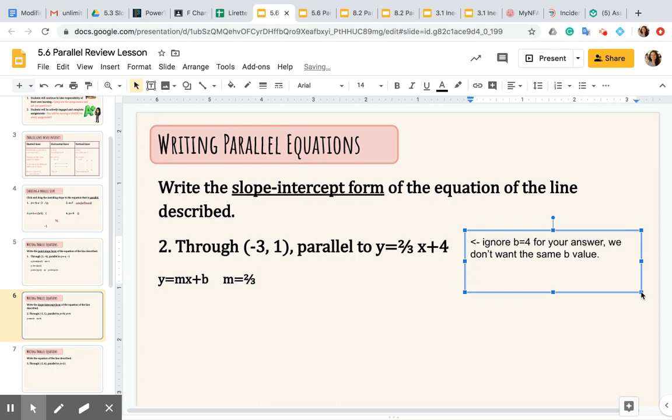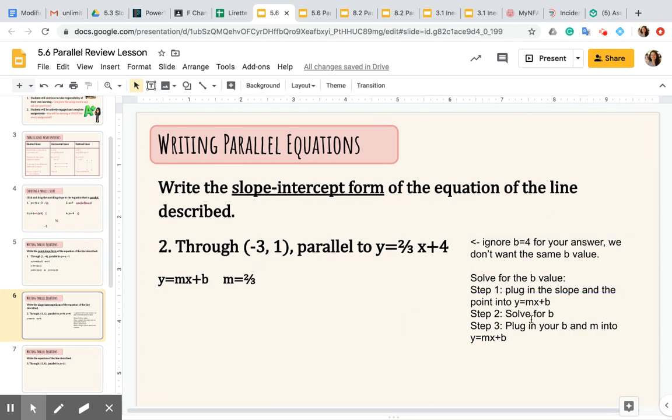Instead, what you're going to have to do is solve for the b value. And here's how you're going to do that. Step 1, you're going to plug in the slope and the point into y equals mx plus b. Step 2, solve for b. Step 3, plug in your b and m into y equals mx plus b. Okay, so there are some steps to help you.